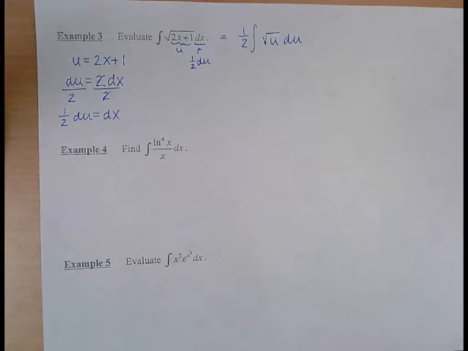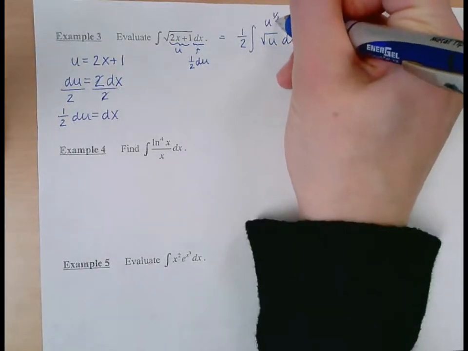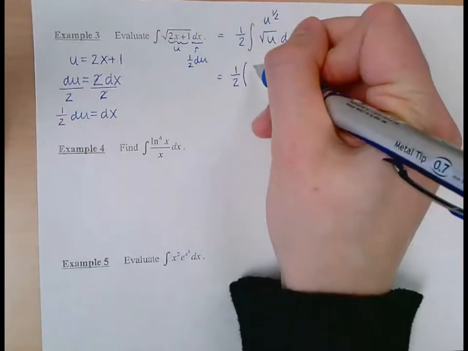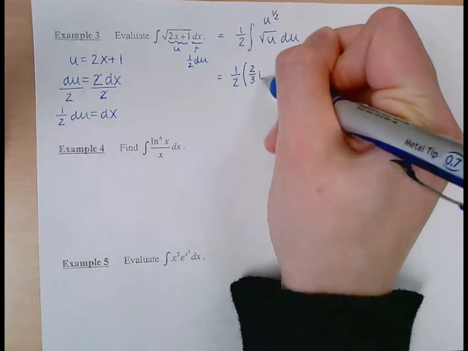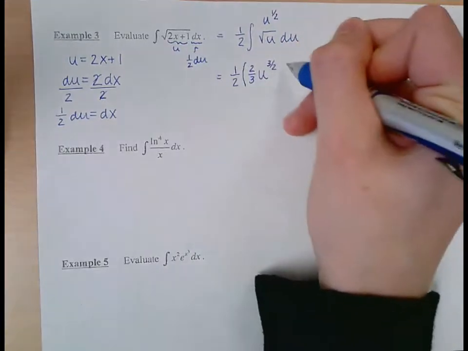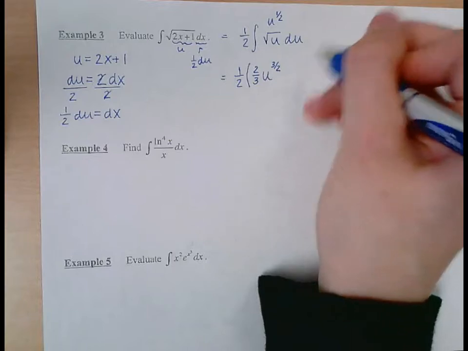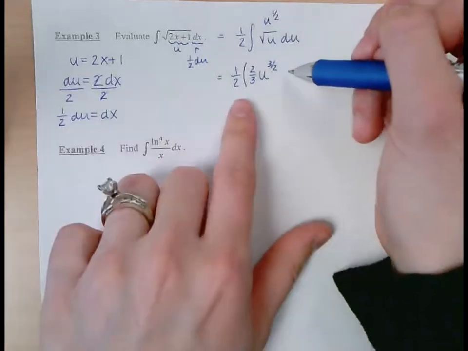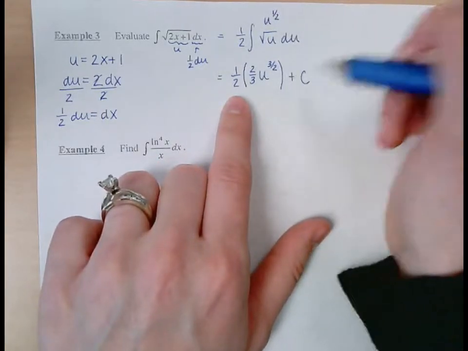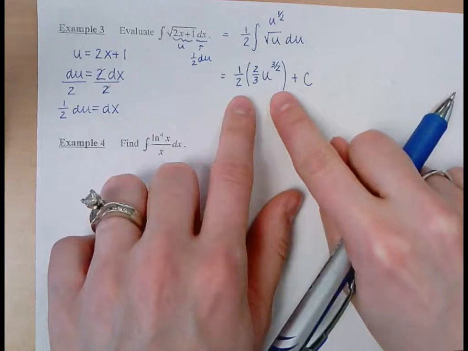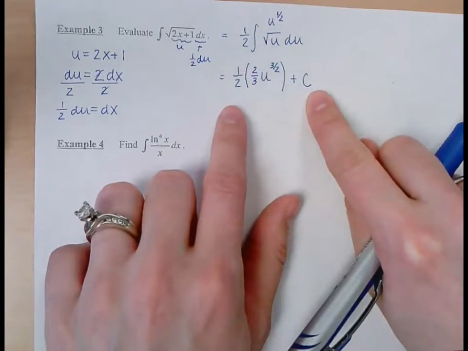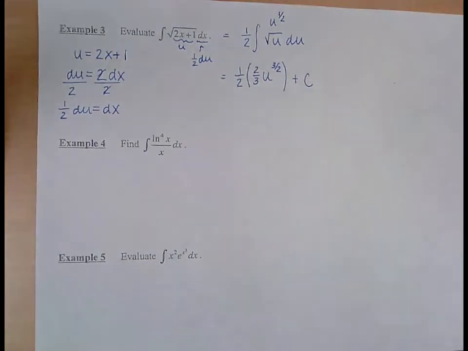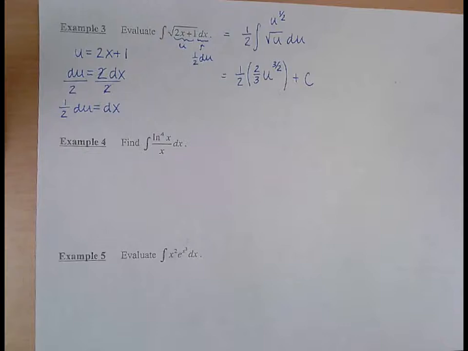And we had this integral before. This is u to the 1/2. So we'd have 1/2 times the antiderivative, which was 2/3 u to the 3/2. And for the constant, you don't have to include the antiderivative plus c and then multiply c by 1/2, because a constant times 1/2 is still a constant. So you can still just include the plus c at the end. You don't have to have 1/2 c.